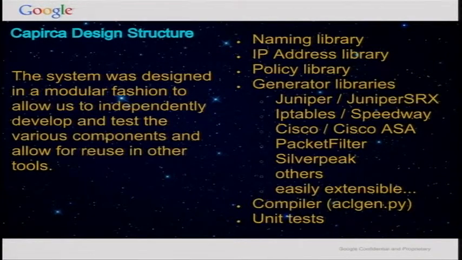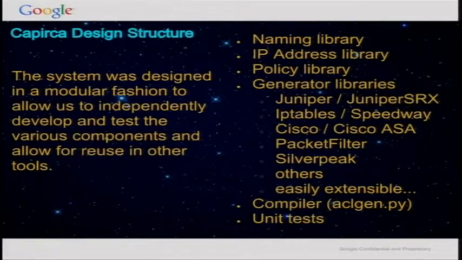Our IP address library, of course, is important because we've got to know how to read an IP address or a net block or a CIDR block and manipulate it and work with it. We'll talk more about each of these later. The policy library is how we interpret this high-level language network policy into an object. And now that I've got an object, I can take that object and just output it in many different ways, which are what we call generators.